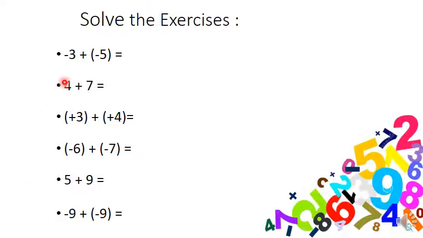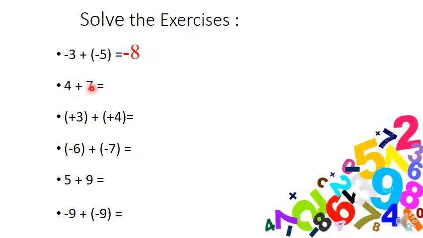We said that if I want to add two signed numbers having the same sign, we add the numbers and keep the same sign. So negative 3 plus negative 5. We add 3 plus 5 is 8 and we keep the same sign, which is negative. So the answer is negative 8.